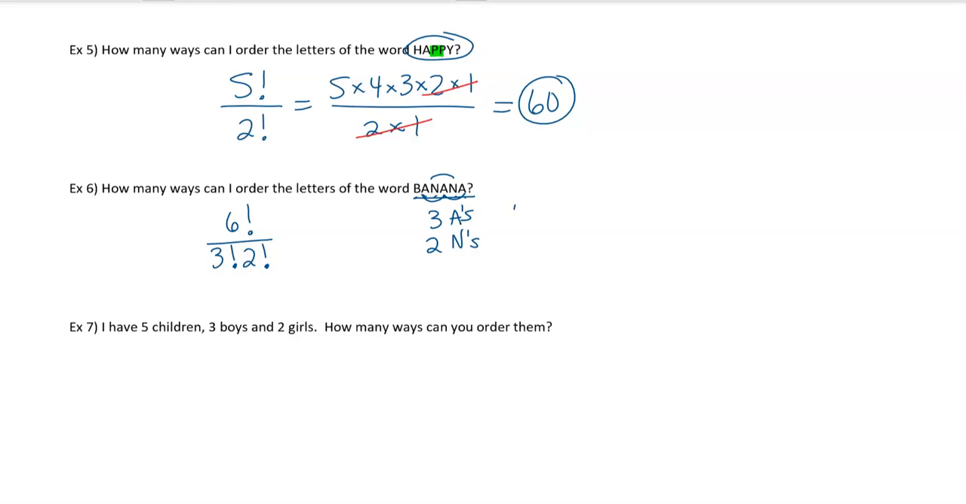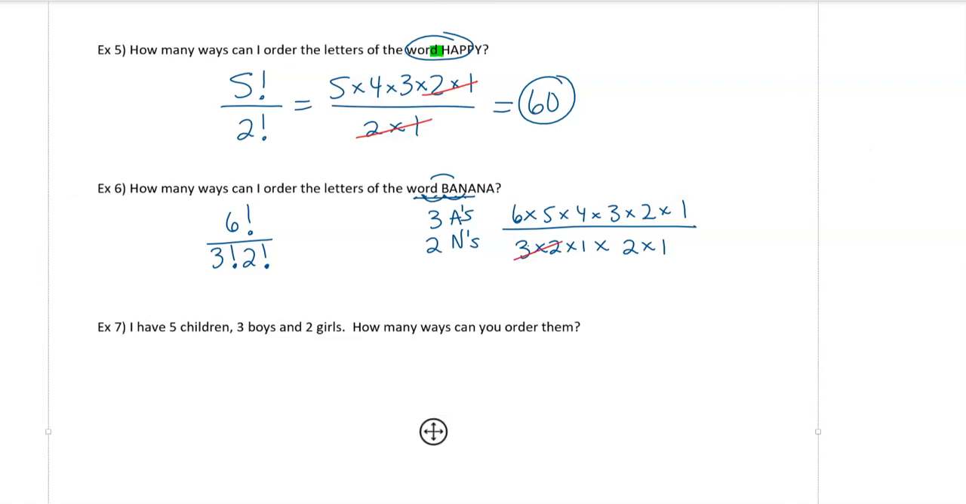For banana, we've got 6 factorial divided by 3 factorial times 2 factorial. And then we're going to start canceling. We can cancel this 3 and 2 with this 3 and 2. Then we still have a 2 down here, so I'm going to cancel that 2 with the 6. 2 goes into 6 3 times, and we're left with 3 times 5 times 4, which is 60 again.